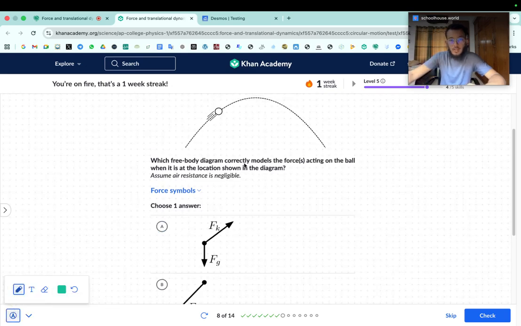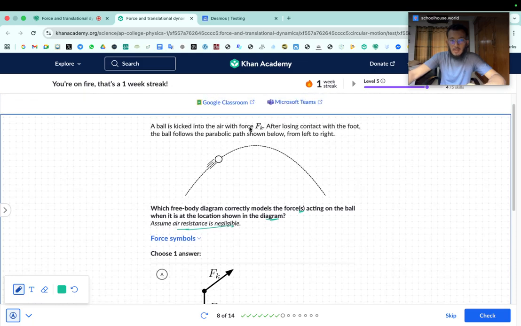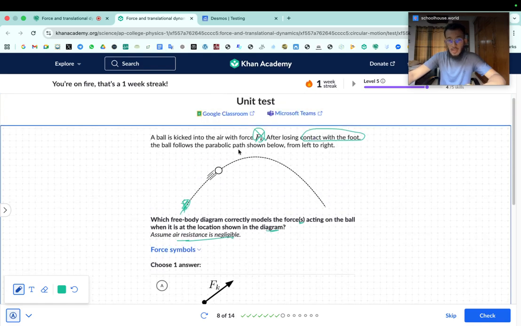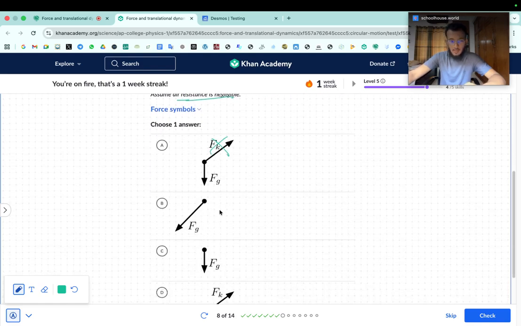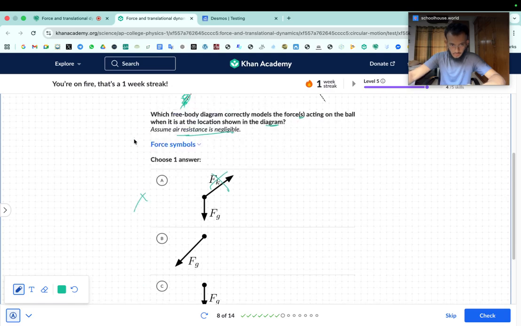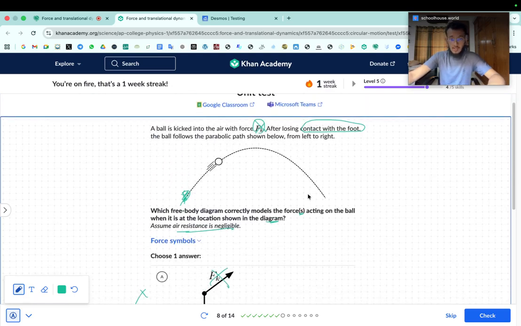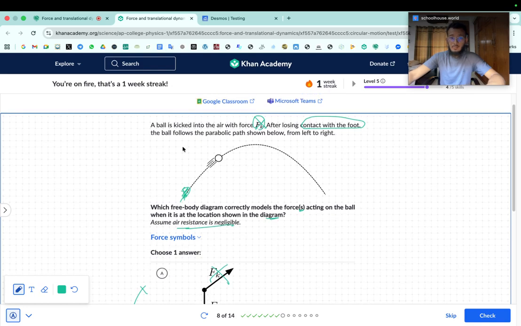Which free body diagram correctly models the forces acting on the ball when it is at the location shown in the diagram? Assume air resistance is negligible. Okay, so a ball is kicked into the air with a force Fk. After losing contact, it's no longer in contact with the force, so Fk is not present anymore. It is a one-time thing we apply, and that's it. It keeps on moving with inertia. So any option that shows me Fk is wrong. So A and D are wrong because it lost contact. If it was still in contact, we would have considered that, but it is not.